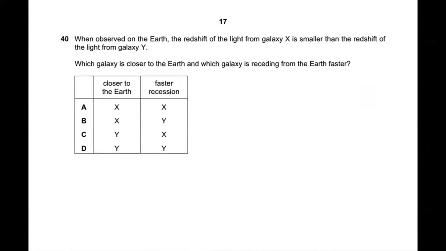All right, let's have a look at 40. When observed on Earth, redshift from X is smaller than the redshift from Y. So if redshift is smaller, this means that it's closer and it's also moving slower, right? What we say is that the galaxies which are further away are also moving away faster. So which galaxy is closer to the Earth? X is closer. And what's moving away faster would be the one showing the greater redshift, which is Y. So it's B.